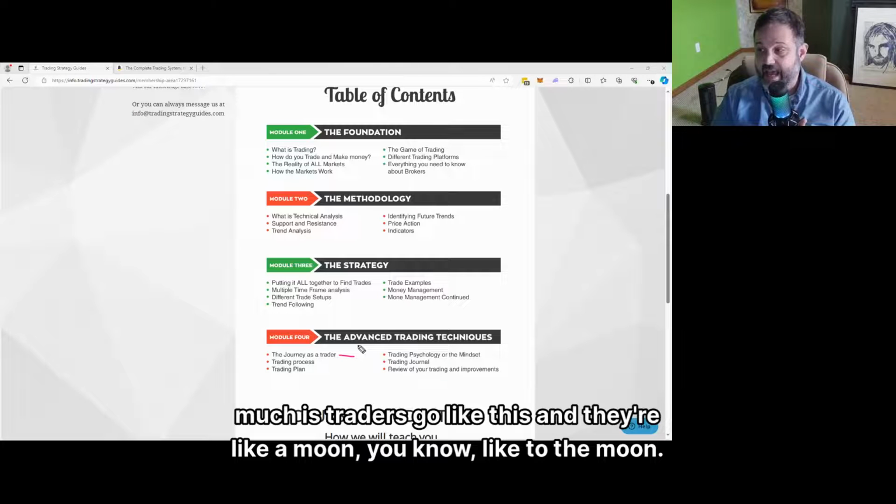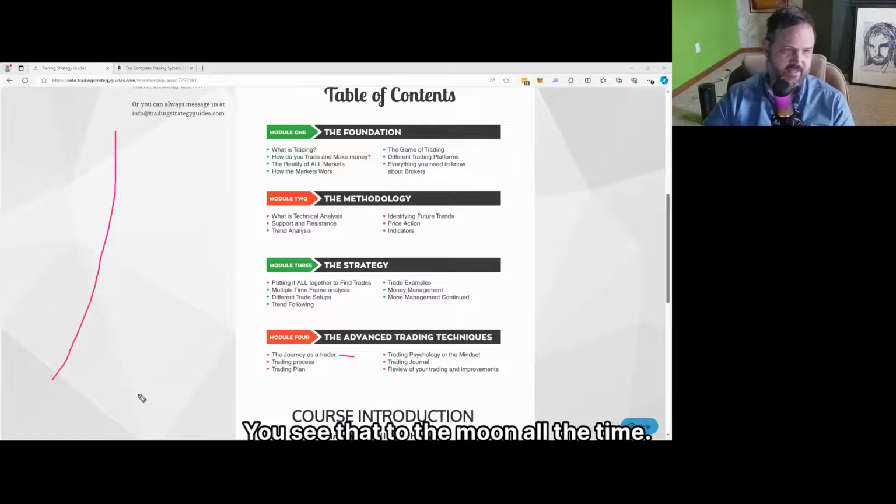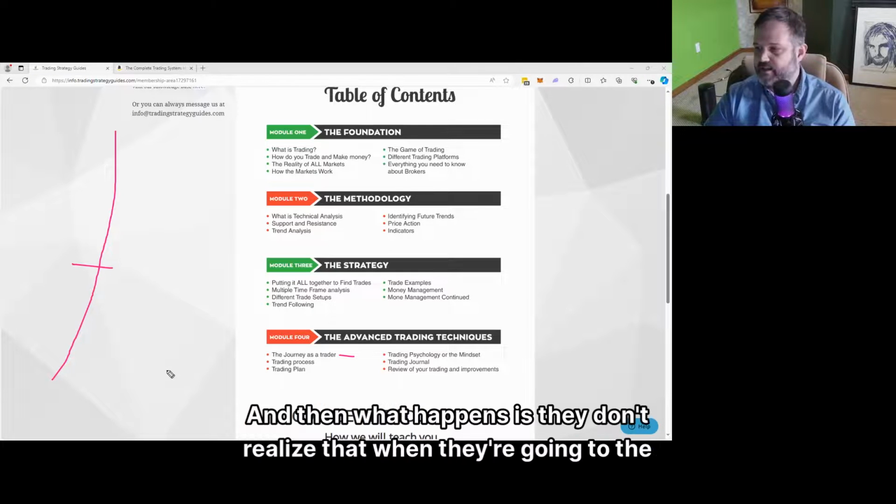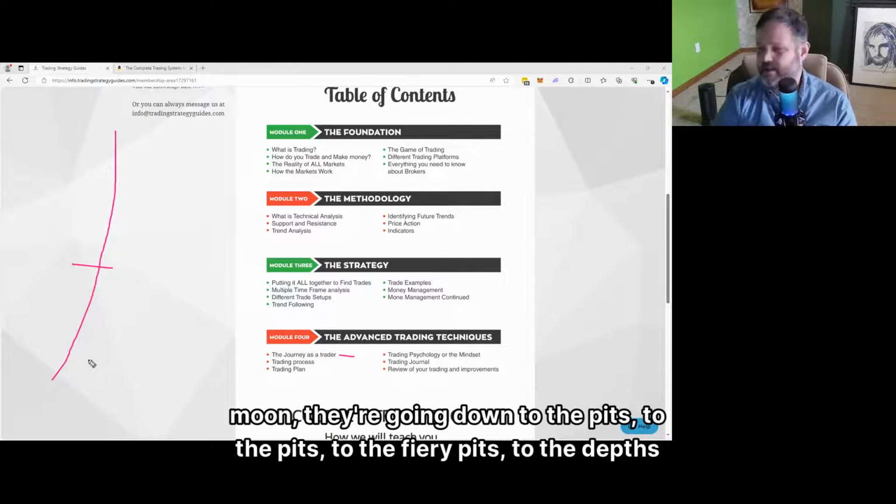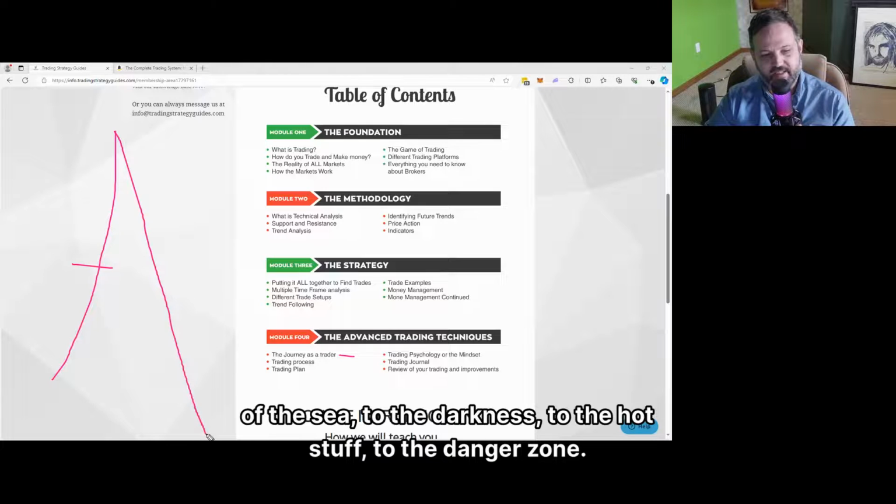You need to know how to navigate those valleys, because what I find happens so much is traders go like this, and they're like a moon, like to the moon. You see that, to the moon, all the time. And then what happens is they don't realize that when they're going to the moon, they're going down to the pits.